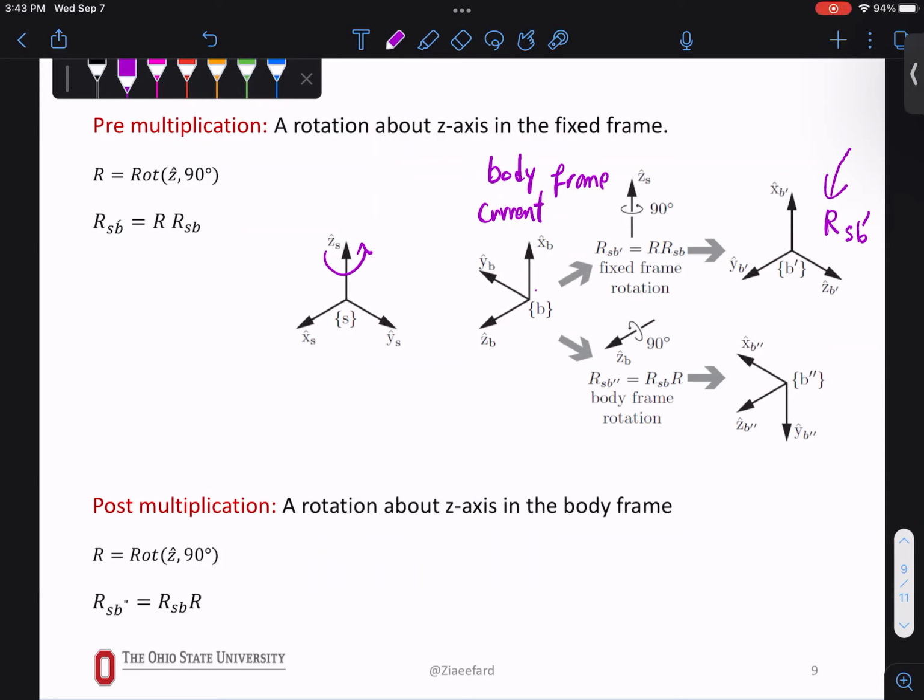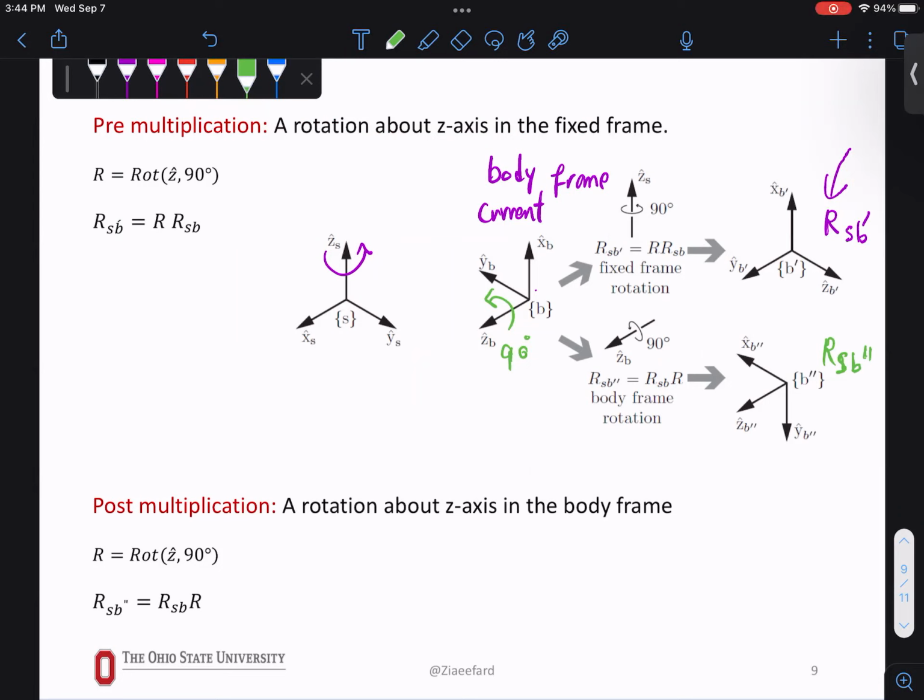Now, if I say, you know what, I want to rotate about the z-axis of my body frame, the current frame. The positive direction is this way. Now, if you rotate that way, so your y goes down, your x of b will be here. So you see that your RSB second, how do you say that? Double prime? Double prime, all right. You see that this is a totally different configuration, right? All you did was rotating about z-axis from different perspectives.